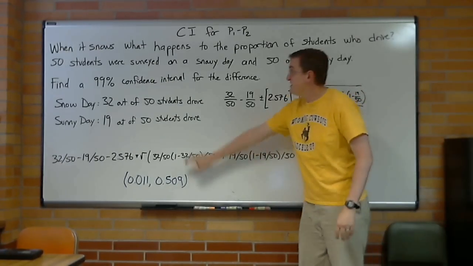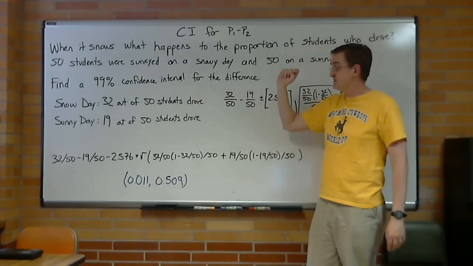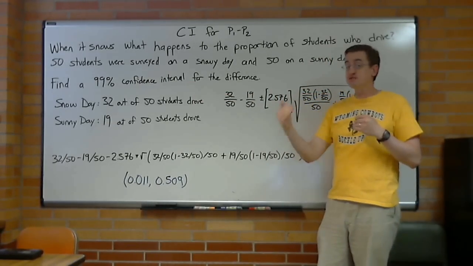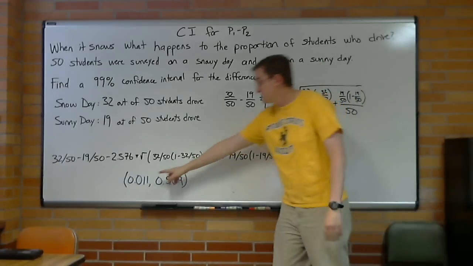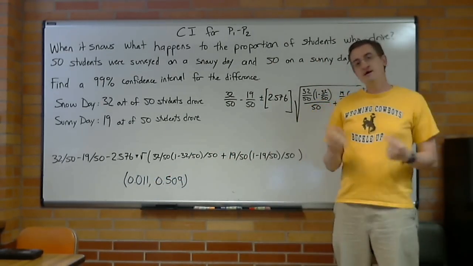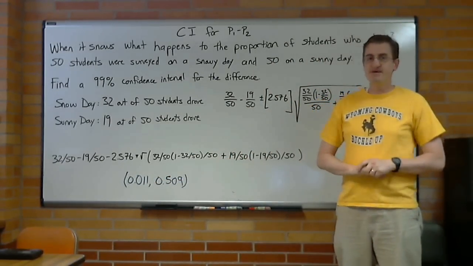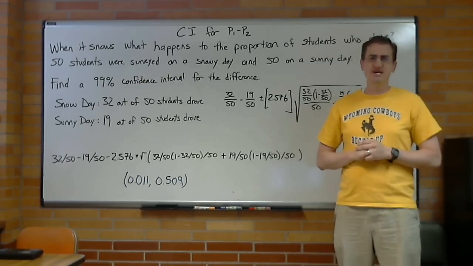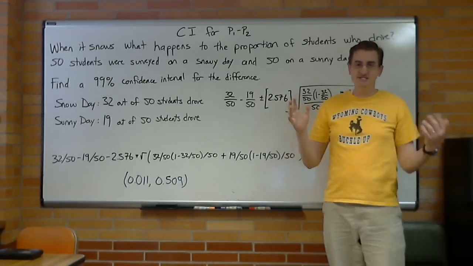And we can be 99% confident that the difference in the proportion of people who drive on a snowy day versus sunny day is somewhere between 1% to about 51%. And if you're like me, I had to put this in my calculator twice to get it to work. So that's why we don't do this on the exams, because it's just that easy to mess something up.